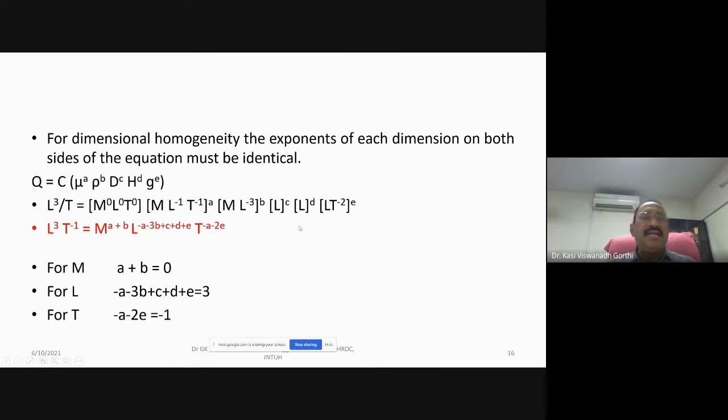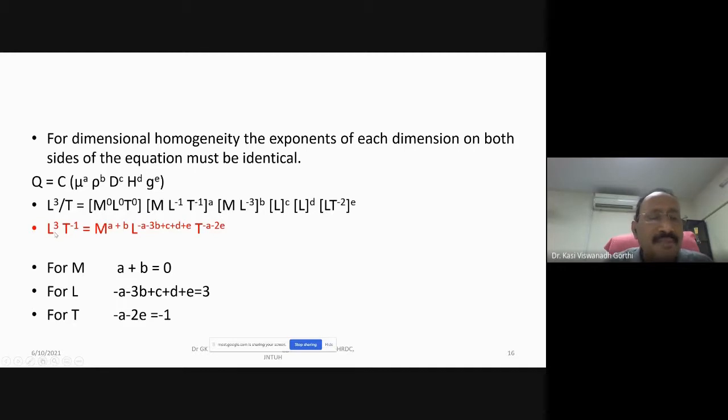So on the left hand side, you have m to the power 0, L to the power 3, t to the power minus 1. On the right hand side, you have m to the power a plus b, L to the power one equation, t to the power another equation. Now, equate the powers of the similar terms. m to the power 0 here, m to the power a plus b here. So, equating the powers of the same terms on the left hand side and right hand side, a plus b must be equal to 0.